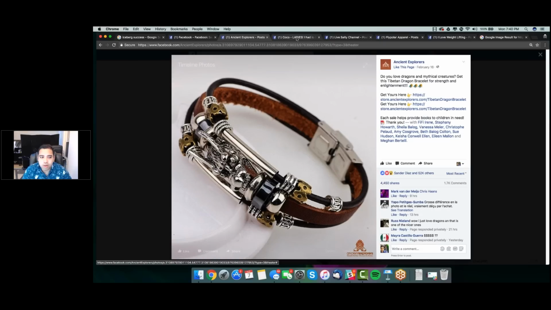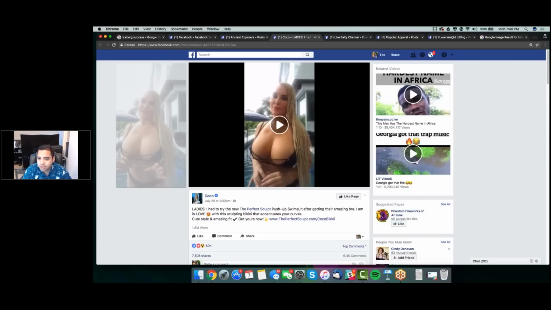You guys want to see? Just recently, I posted about the Perfect Sculpt bra was amazing. Perfect Sculpt bra. Okay, you guys can research that later on your own time.